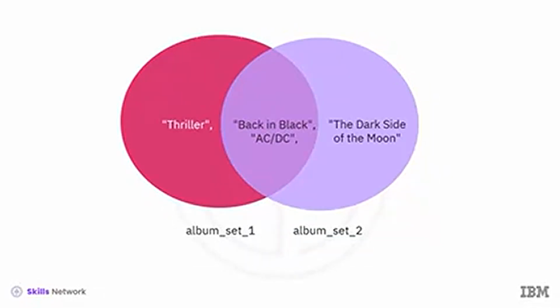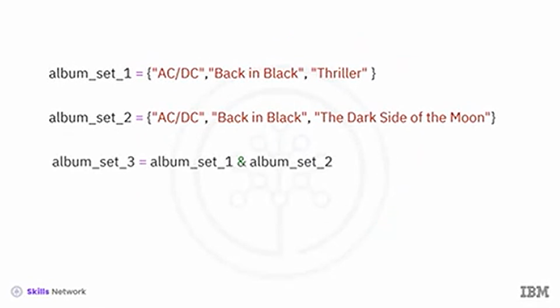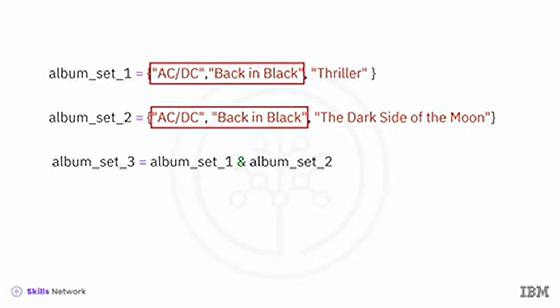If we overlay the values of the set over the circle, placing the common elements in the overlapping area, we see the correspondence. After applying the intersection operation, all the items that are not in both sets disappear. In Python, we simply place the ampersand between the two sets. We see that both AC/DC and Back in Black are in both sets. The result is a new set album set 3, containing all the elements in both album set 1 and album set 2.